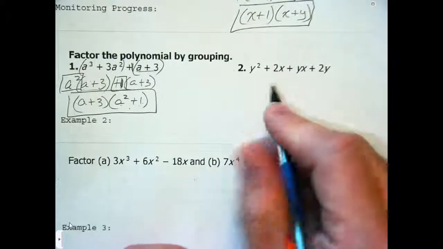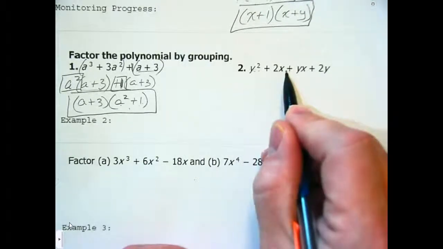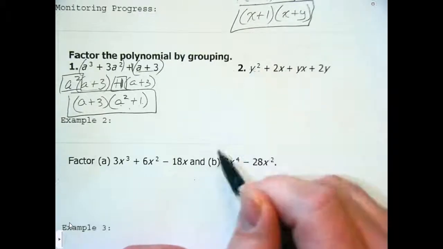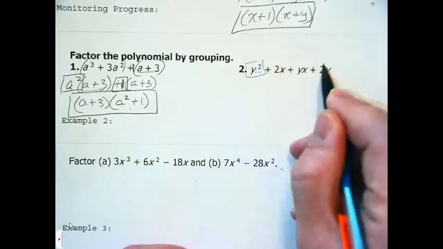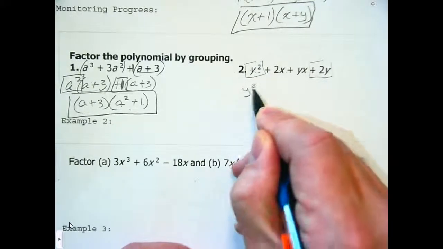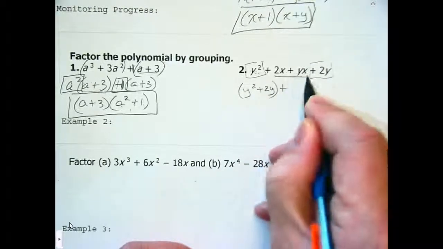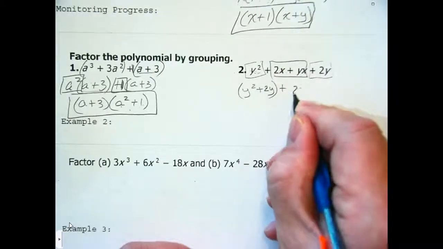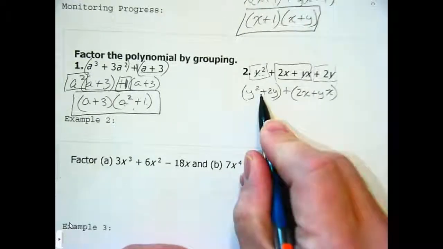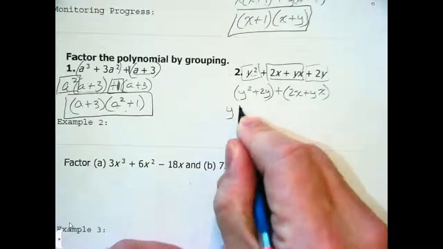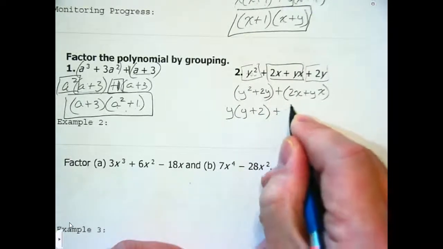Okay, number 2. There's not even a greatest common factor here, so I'm not even going to try those two. Which one should I put y squared with? 2y? Okay. So I go y squared and 2y. That'll be one set. Plus, then I have this set, 2x plus yx. Out of this one we get y. Out of this one we get x.